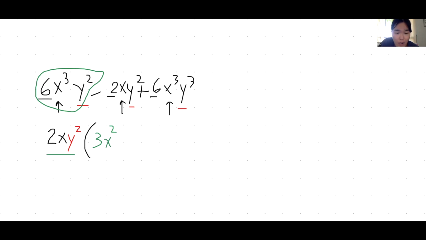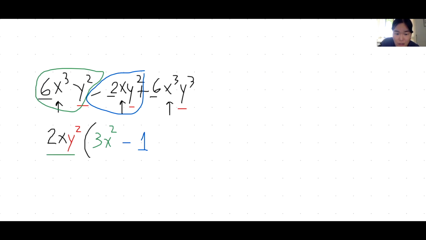One way to check if I did it right is to multiply them back. So I have 2xy squared times 3x squared. I'll have 2 times 3 is going to be 6. X times x squared. Remember that the exponents add up in a product. So I have 1 plus 2, so I get x cubed. And then y squared is just y squared, right? For this second guy here, minus 2xy squared divided by 2xy squared, that's just negative 1. Right? They're exactly the same terms, except here it's negative. So I have a minus 1 here.